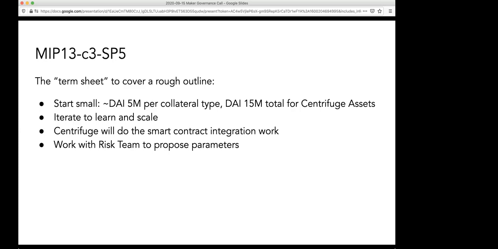And so you can read the MIP 13 component 3 subproposal 5, which is our specific declaration. And in four bullet points, what we're proposing is that we want to start small, meaning around 5 million DAI debt ceiling per collateral type, no more than 15. The reason is not because that's the maximum potential of what we can add. In fact, that's way more. But this is a way that we can start small at low risk, and grow as a Maker community, grow and learn from this entire experience.